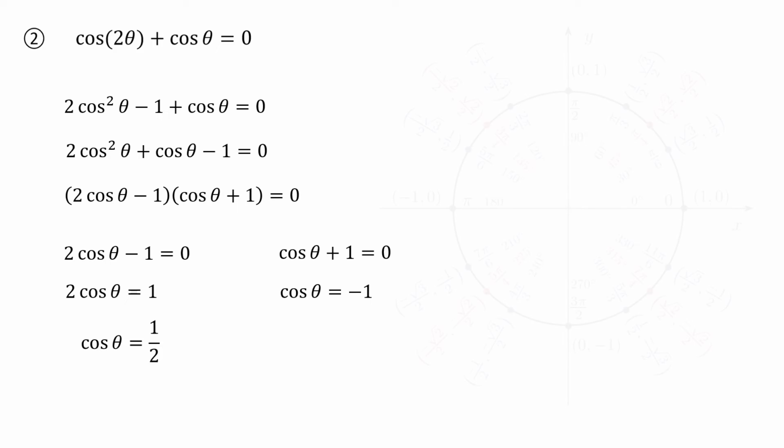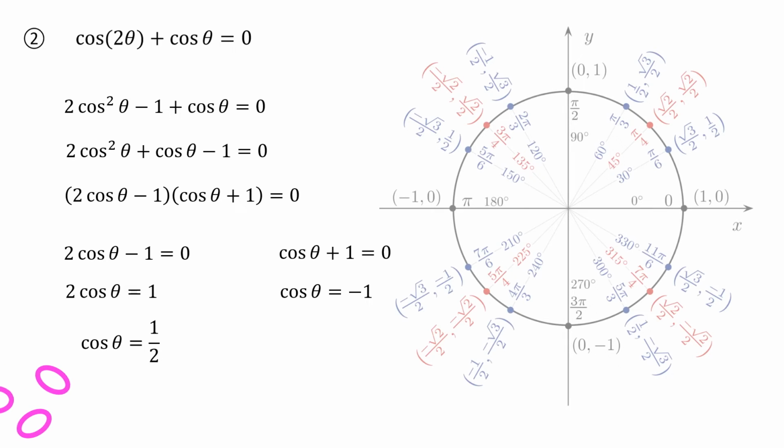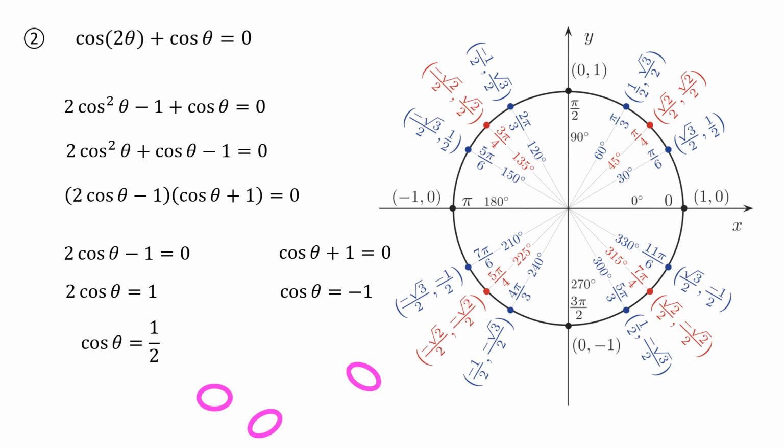Here comes the Death Star. Again, on this one, everything is in terms of cosine, so I've got to identify where cosine could be positive 1/2 or negative 1. Notice this time we're only going to get 3 answers instead of 4. Theta could have been pi over 3, pi, or 5 pi over 3.